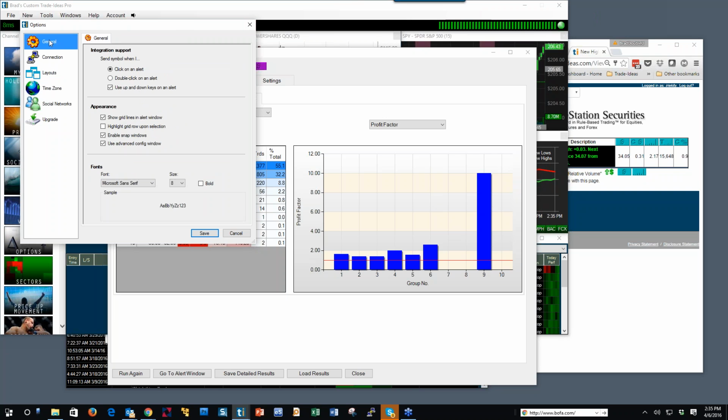A lot of nuances in the software though, so take a moment to go through this. If you just want to single click on an alert, you can set that up as opposed to double clicking, and some configuration setups.